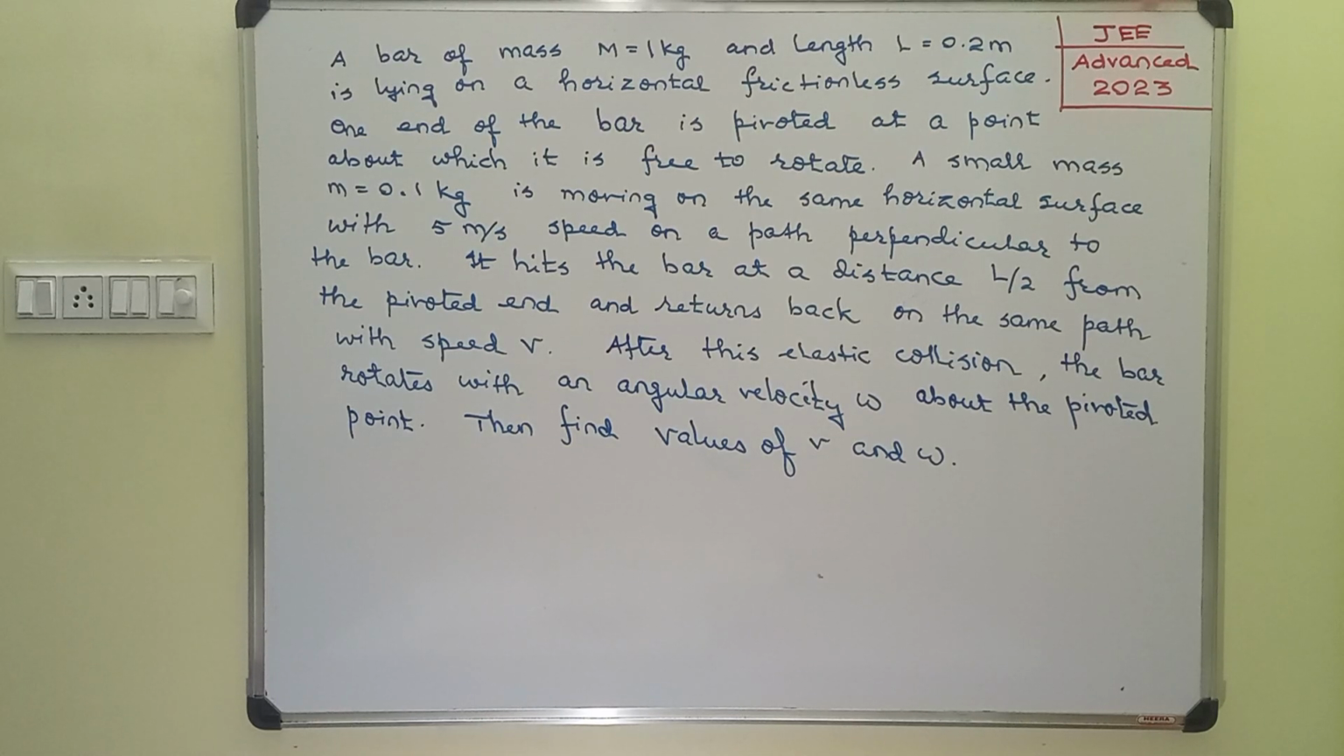A bar of mass 1 kg and length 0.2 meters is lying on a horizontal frictionless surface. An object, a small mass of 0.1 kg, is moving on the same horizontal surface with a speed of 5 meters per second on a path perpendicular to the bar. It hits the bar at a distance L by 2 from the pivoted end and returns back on the same path.